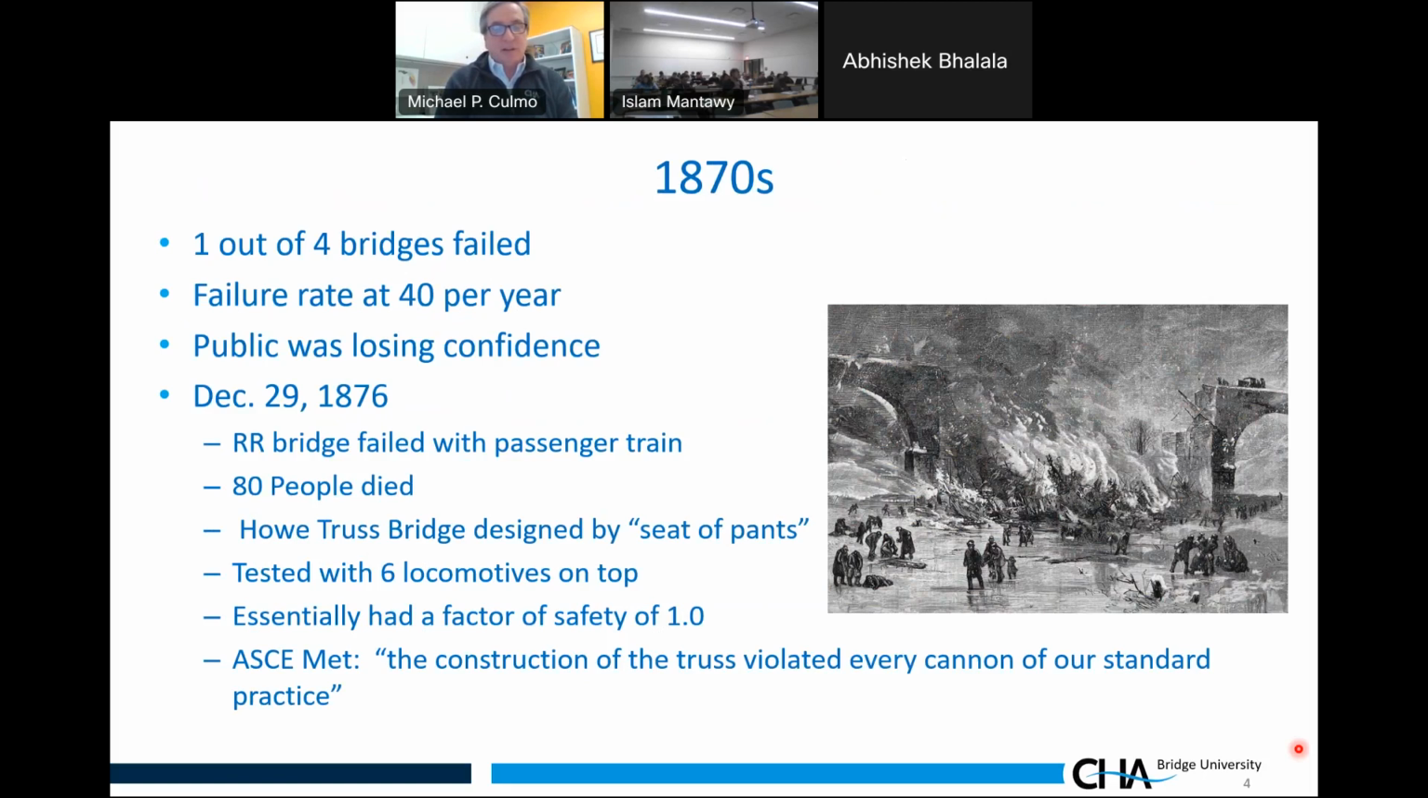So essentially, the bridge had a factor of safety of 1.0, so even a minor amount of rot or corrosion caused the bridge to collapse. So the American Society of Civil Engineers met, and yes, they did exist at that time. And the quote from their investigation of the collapse was that the construction of the truss violated every canon of our standard of practice. So in the 1870s, they decided they needed to do something. We needed a national code or specification for designing bridges.